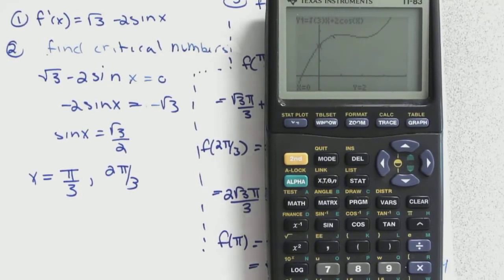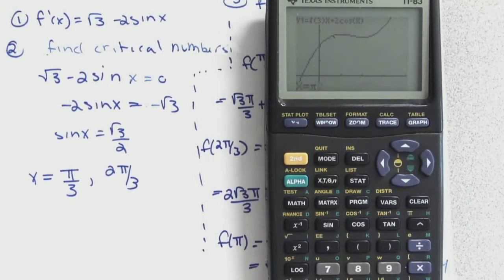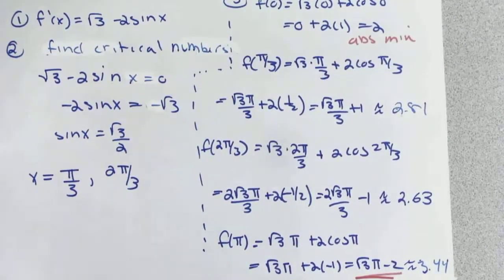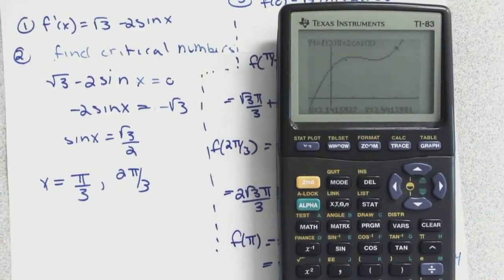We said there should be an absolute maximum at pi. So doing the trace again, putting in pi, hit enter. Now remember, I took the graph a little bit further than I needed to, but it does end at pi. And at pi, that's my high point. And look at the value there, 3.44, which is what I estimated. And so this picture absolutely checked.